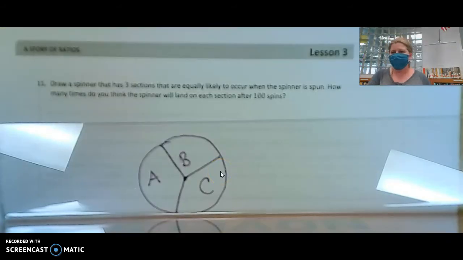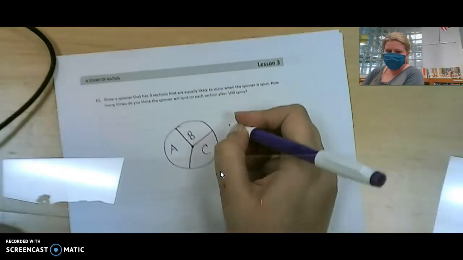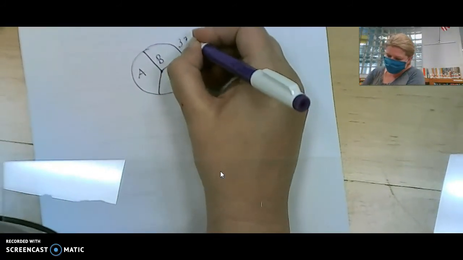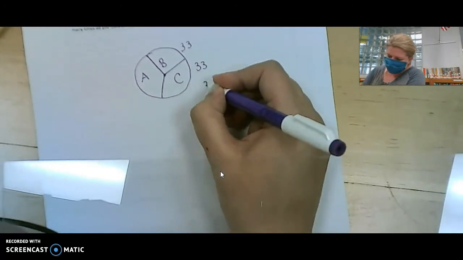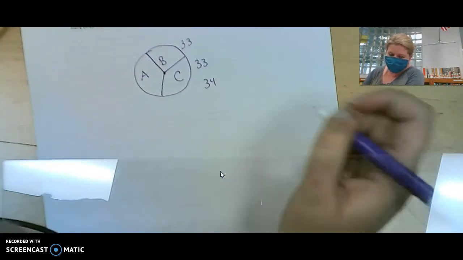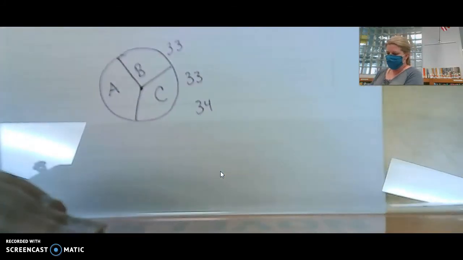So I went ahead and pulled out my inner artist to draw this one out. I've just drawn a spinner with 3 equal sections. And I know it's not perfect, but that's all that my inner artist can do. And then it says, how many times do you think the spinner would land on each section? Well, if I took 100 and divided it by 3, I'd get 33 1/3. So it's probably going to be 33, 33, and 34. Because you can't do 1/3 of a land.